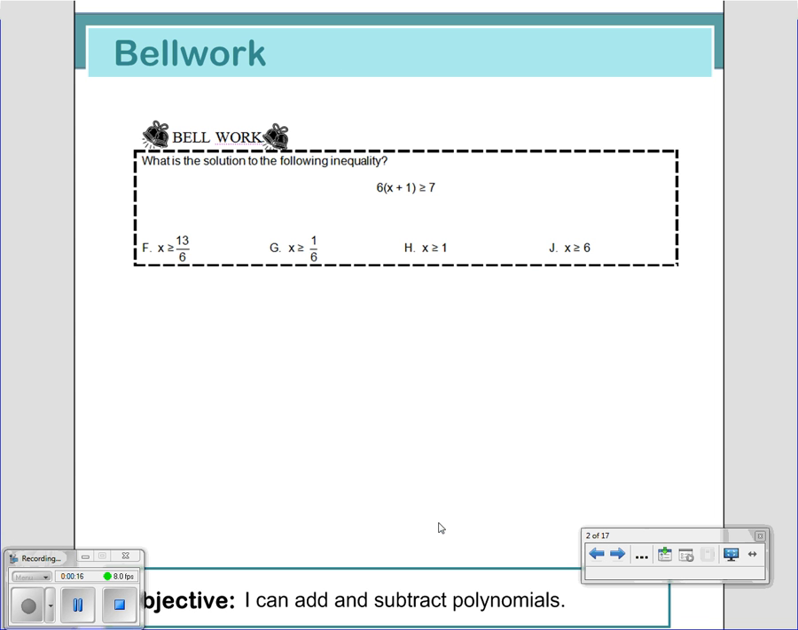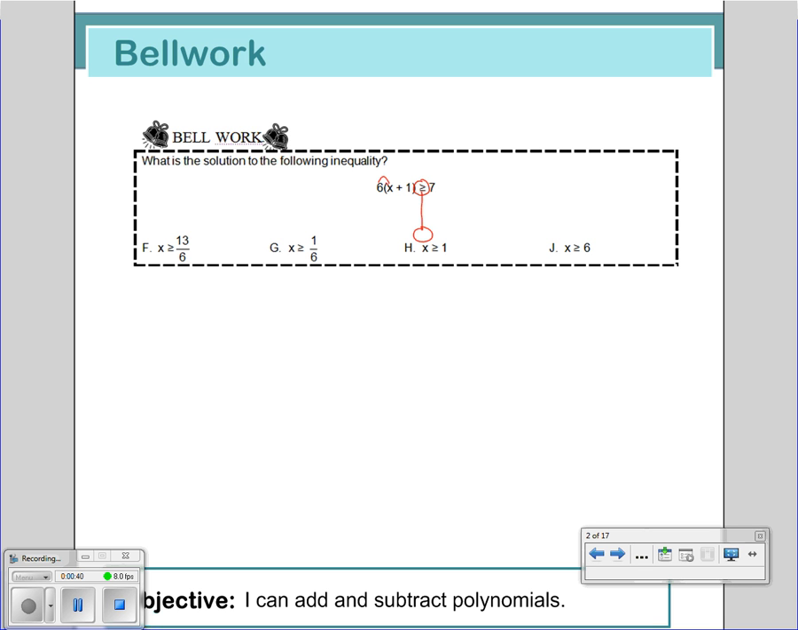What is the solution to the following inequality? In order for us to find the solution, we want to solve for x, but notice we have parentheses, so that means we need to distribute. I'm going to draw my line down our inequality sign, and I'm also going to circle it because it's an inequality, I don't know if I'm going to have to do any switching.